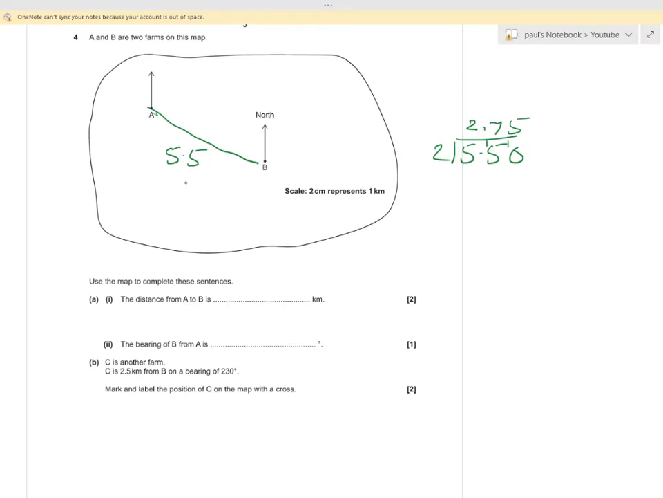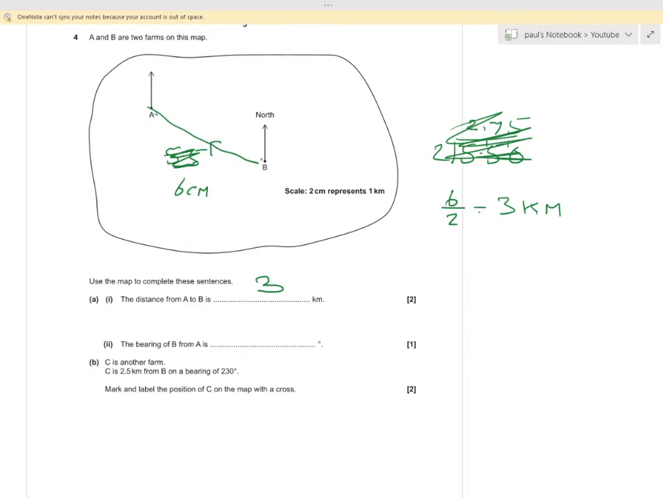Maybe it's longer. What happens if it was 6? Say if I made that 6 centimetres, and then that would be 3 kilometres. Yeah, might even be bigger, I don't know. But we'll go, yeah, let's go with that. Make that 6 kilometres. So 6 divided by 2 equals 3. 3 kilometres.